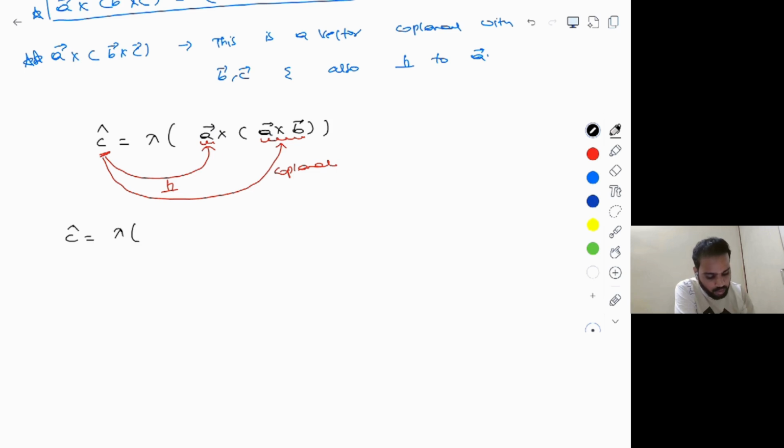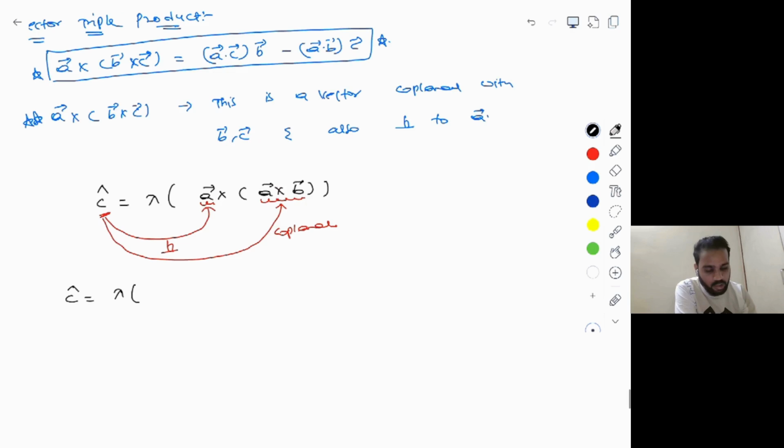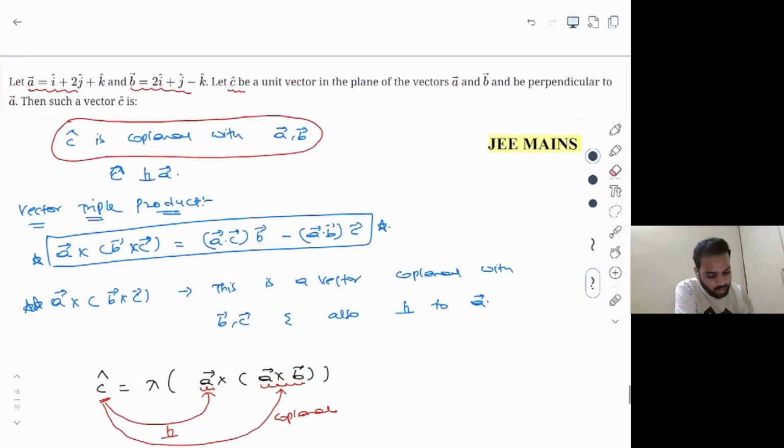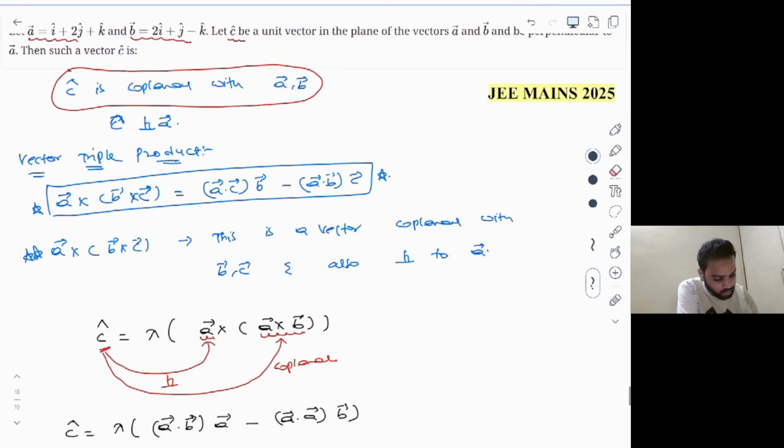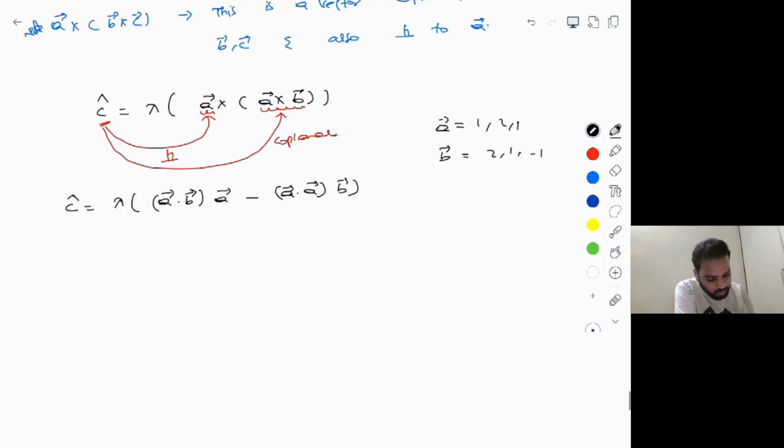C cap is equal to lambda times, now by looking at the above formula, we'll write this A cross B cross... so let's do it: A bar dot B bar multiplied by A bar minus A dot A multiplied by B bar. And clearly the two vectors A bar and B bar are given, right? So let's note down clearly here: A bar is given by 1, 2, 1 and B bar is given by 2, 1, minus 1. So let's do the calculation.